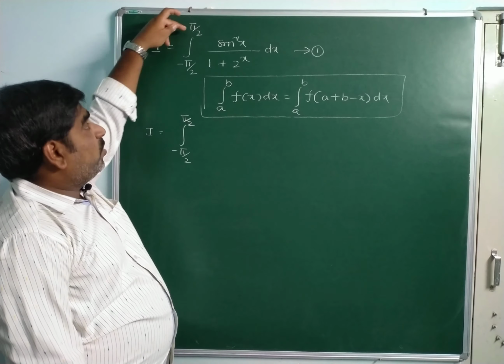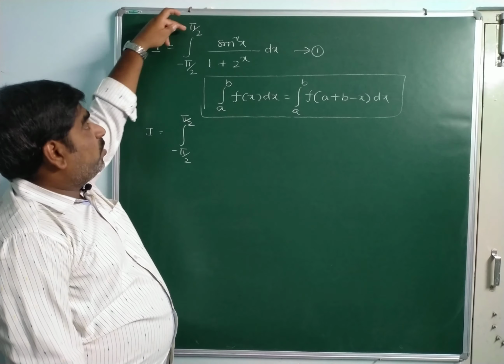Let us say this is equation number 2. Now I am going to add equation number 1 and equation number 2. Remember, only when the limits are the same can we add two different integrations. Otherwise we can't add. Here the limits are minus pi by 2 to plus pi by 2, and here also the limits are minus pi by 2 to plus pi by 2. So we can add equation 1 and equation 2.